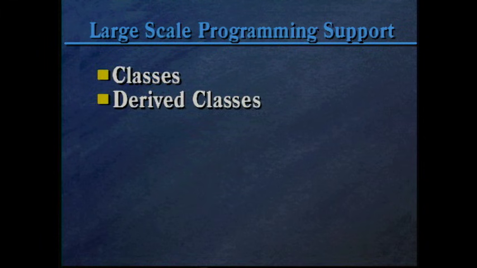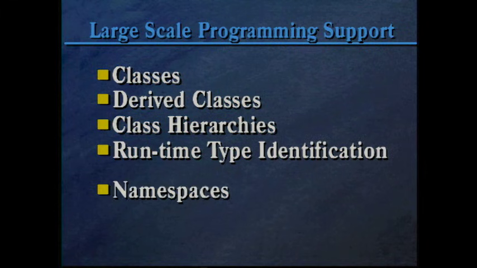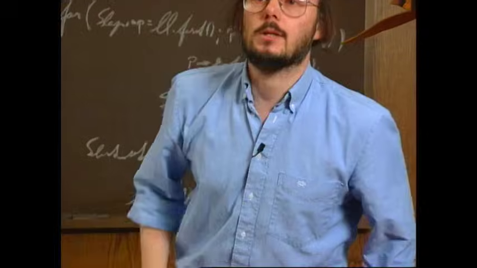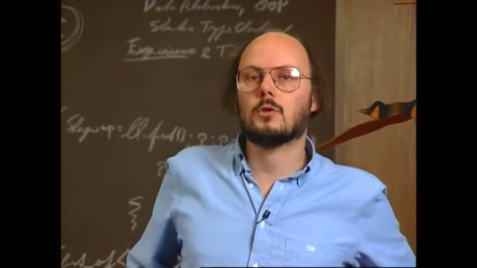In a real sense, classes and derived classes, class hierarchies, runtime type identification, support the writing of large software systems. There are also facilities in C++ that have come in over the years as the systems built in C++ have grown, and they are specifically designed to be supportive to users and writers of large systems. I'll describe here namespaces and exceptions. Now, the problem with namespaces is that people who write code will use a few names.